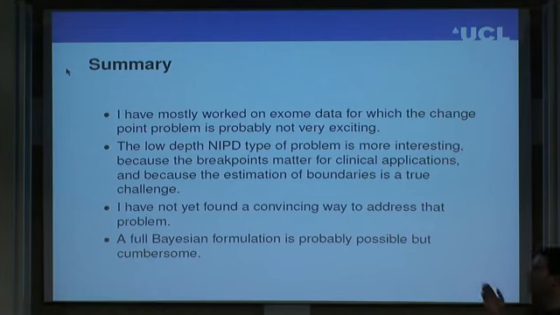I'm thinking of a full Bayesian formulation, but if there are tricks that come from this change point field, I would love to hear them. That may save us a lot of computational time and improve the accuracy of what we are trying to do. And that's it. Thank you very much.